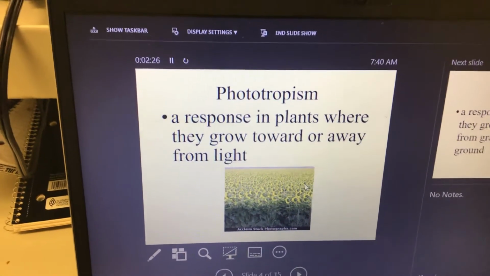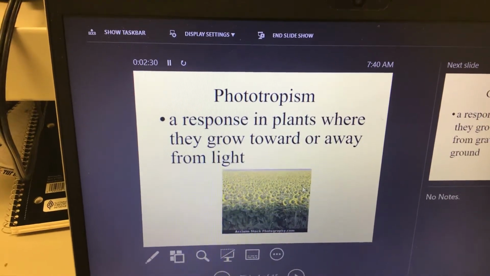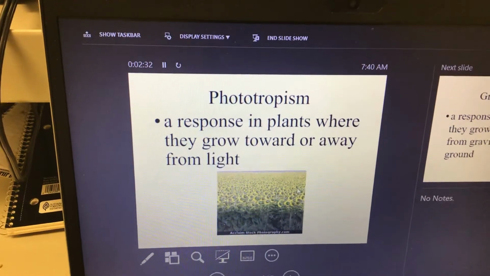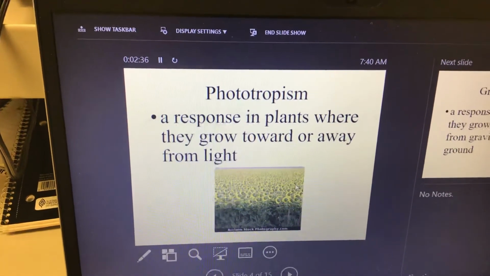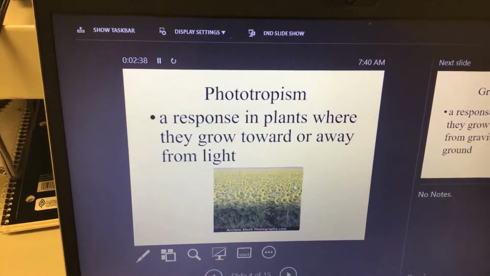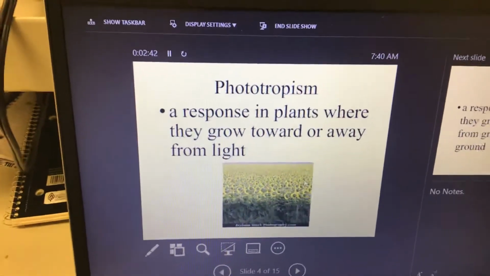I've driven out to the Black Hills, and somewhere in the middle of the state they'll have big fields of sunflowers, and those sunflowers will turn towards the sun. They'll follow the sun. That is phototropism.